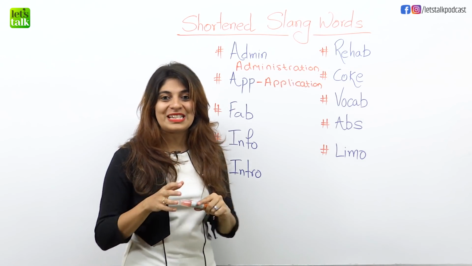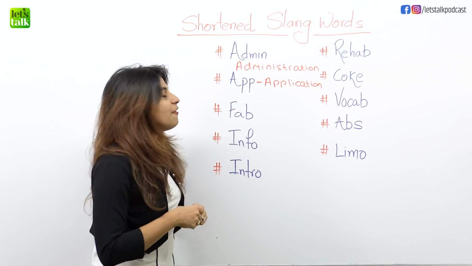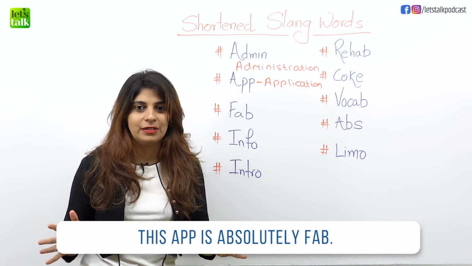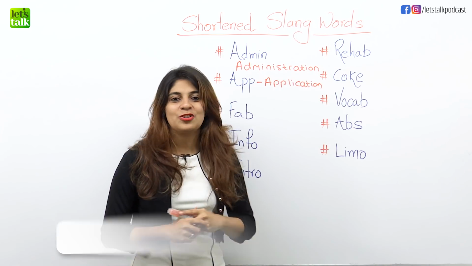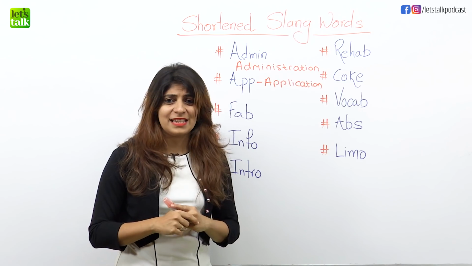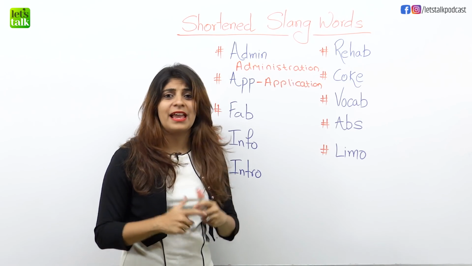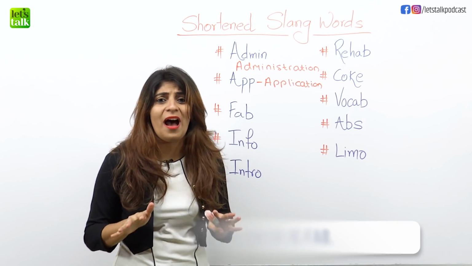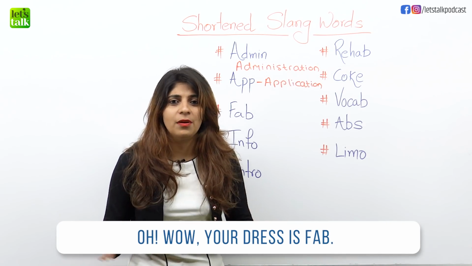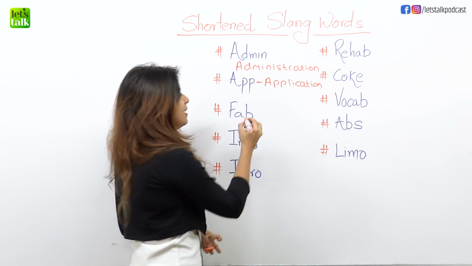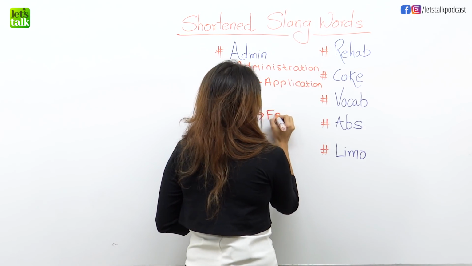Moving on to the third slang word, which is fab. This app is absolutely fab. So fab is actually fabulous. Yes, people are too lazy to describe something as fabulous. They like using the word fab. Oh, wow, your dress is fab. Wow, you look fab. Okay, so fab is fabulous.